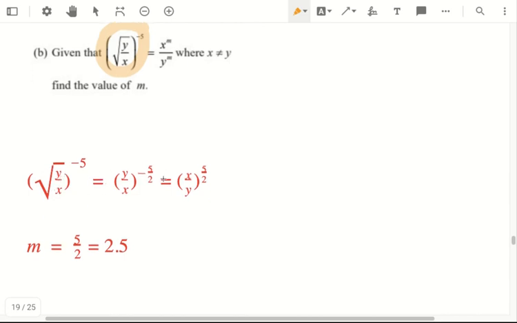If I take the square root out, then it will be 5 over 2, right? And then because there's this minus sign here, I can swap x over y and remove the minus sign. So as you can see, x is to the power of 5 over 2, and y is to the power of 5 over 2. So therefore, m equals 5 over 2, which equals 2.5.